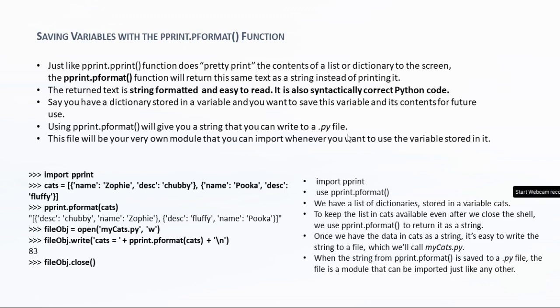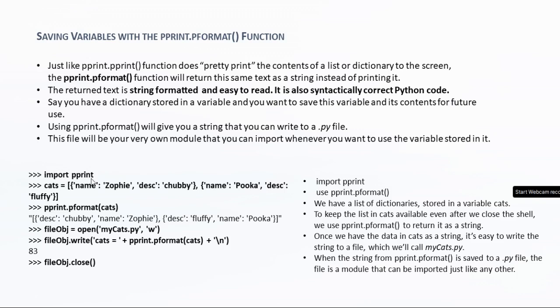Now the next concept, the last concept here, is pprint. We saw pprint functionality in the first module. Basically it is used for pretty printing. Similarly, here we have a function called pprint.pformat. What this function will do is return a text which is formatted, easy to read, and also syntactically correct.